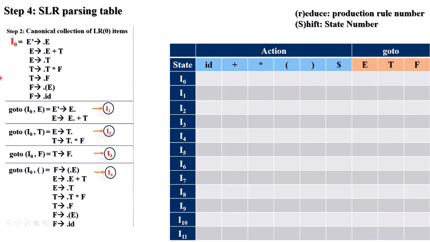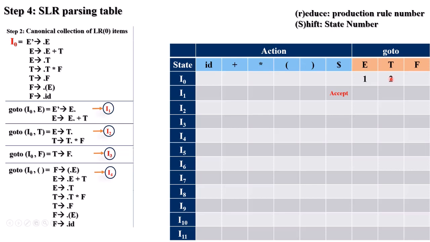Let's see how. This is the canonical collection that we already found. Which state do we get first? This one, I0 E. What we get? I1. So we have to write in I0 E. It is a goto, so I have to only write 1. Okay, so I write here 1. Why I write except here, I will tell you later on. Next, we only have to focus on goto. Go to I0 T. What we get? I2. So we have to write only 2, only the state number.